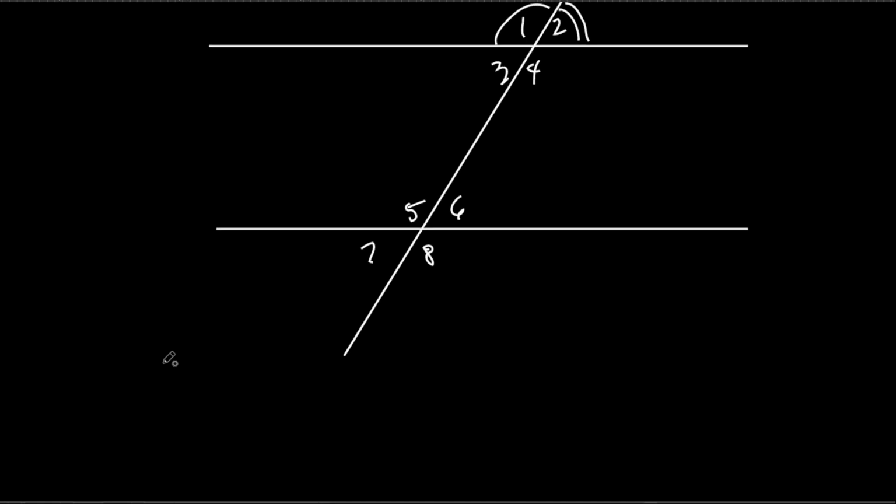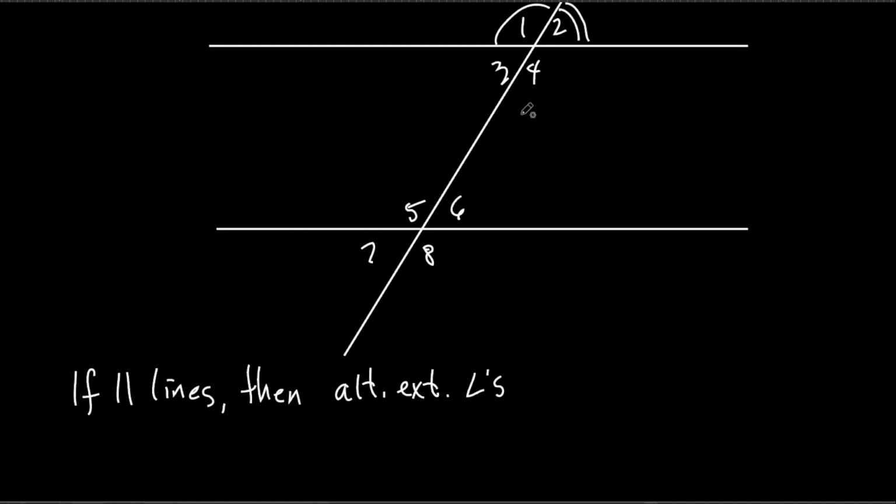So here's one. If you have parallel lines, I'm going to start off with this again. If you have parallel lines cut by a transversal, I'm leaving out "cut by transversal" just because it takes too long for me to write, okay? But you can write it down. If two parallel lines are cut by a transversal, then the alternate exterior angles. Now, what does that mean?